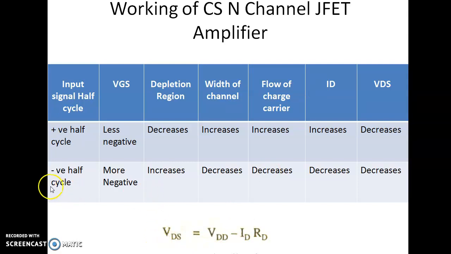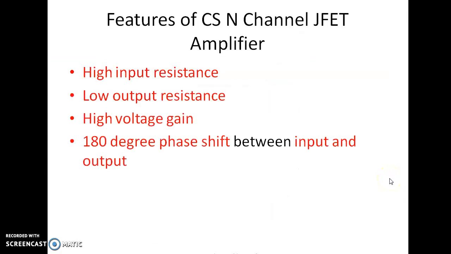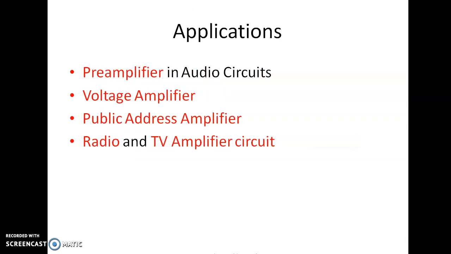During the negative cycle, the opposite will happen, and the phase varies by 180 degrees. These are some features: high input voltage, high input resistance, low output resistance, high voltage gain, and phase shift. These are some applications: public address system, radio.